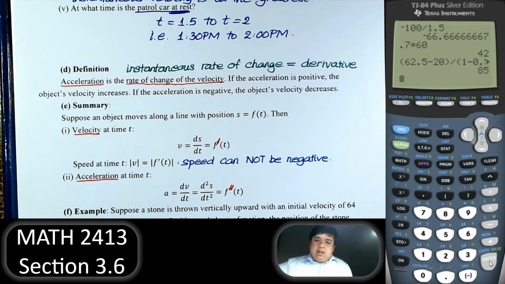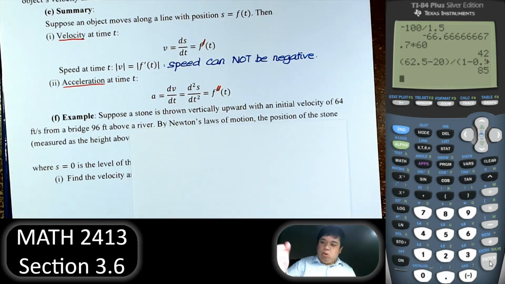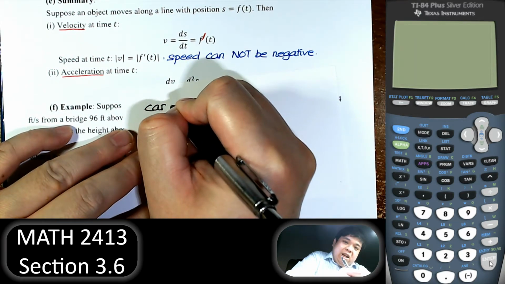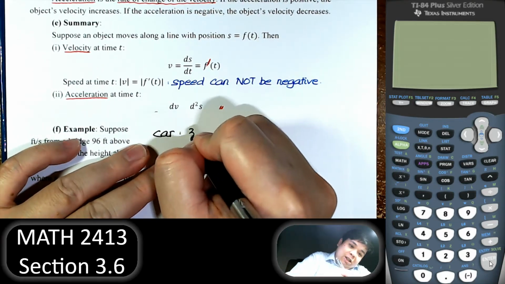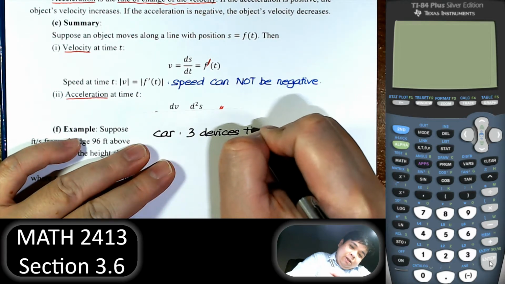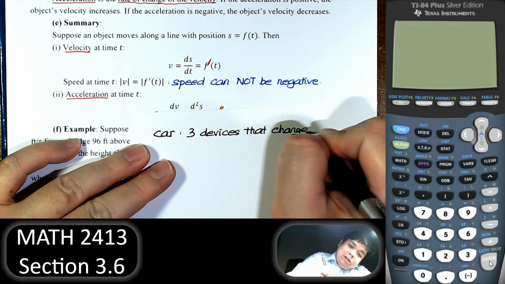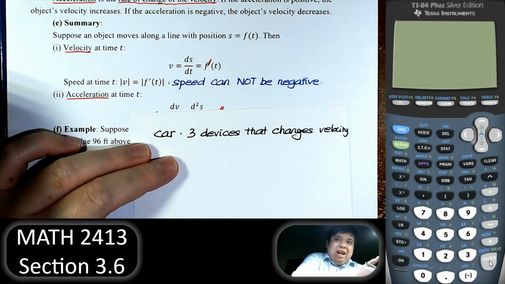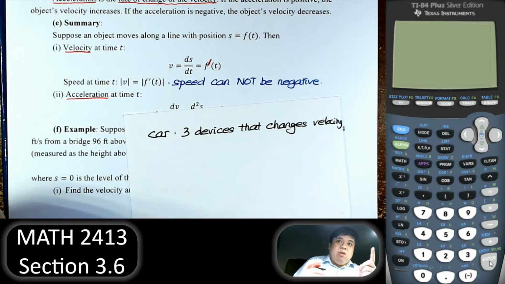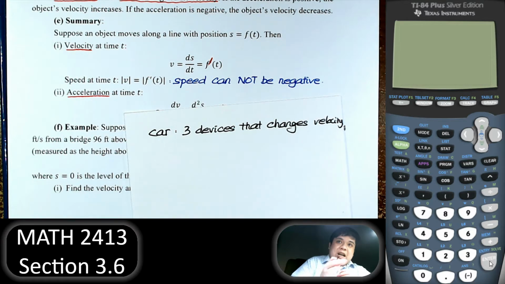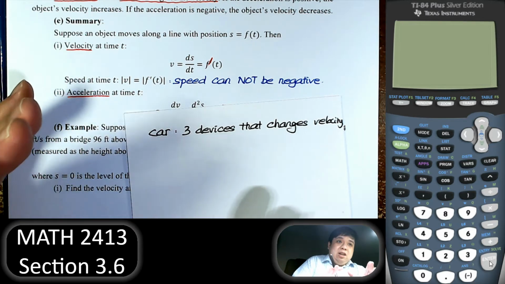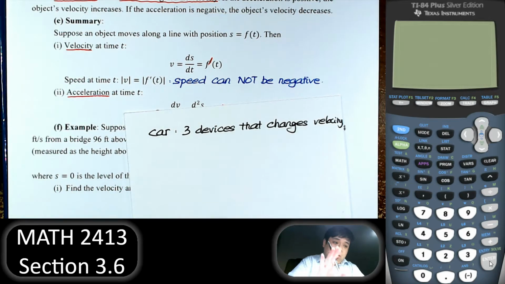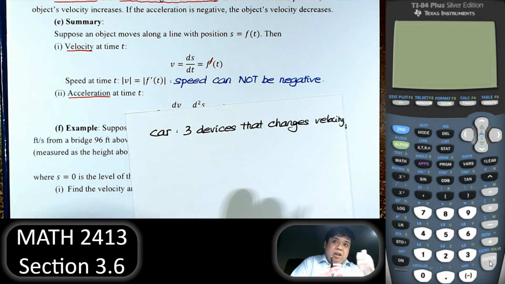Right. So this is a classic physics problem. When you take physics, usually you will be asked this question. Let's say we are driving a car. In the car, there will be 3 devices that change velocity. And you say, of course, the gas pedal, right? When we hit the gas pedal, we speed up. So that's the first one, obvious. If we want to speed up, hit the gas pedal. Now, if we want to slow down, hit the brake. So the gas pedal speeds us up, increasing velocity. The brake slows the car down, decreasing velocity.